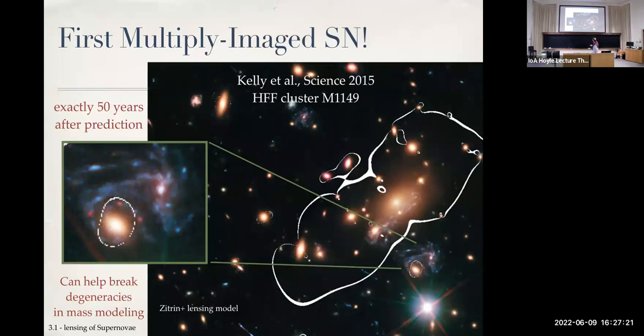Then going back to this very nice cluster that you already saw, Pat Kelly found this Einstein cross. You see the 4 different points of a lensed supernova. So this is the first clear case of a lensed supernova. This is not type 1a, it's more like 1987. But this is amazing, right? So this supernova is lensed 4 times.